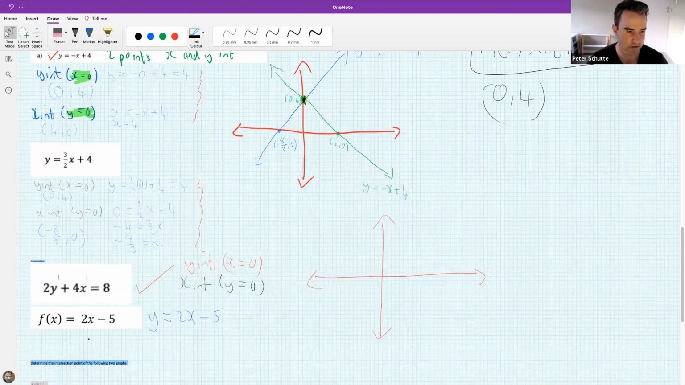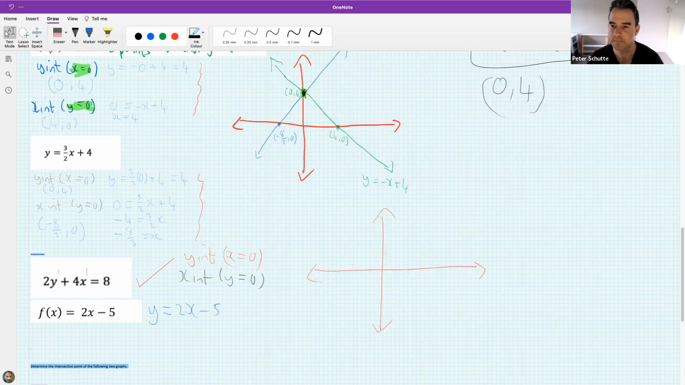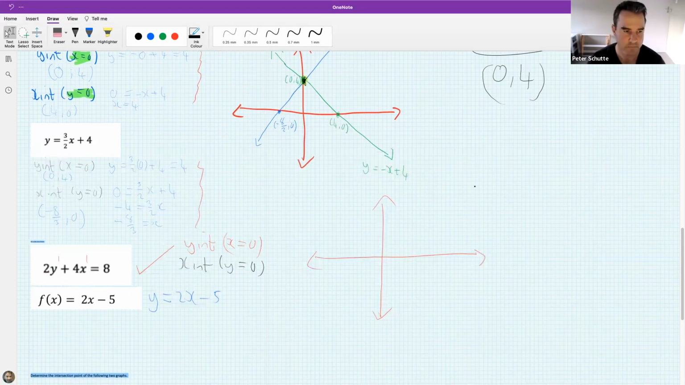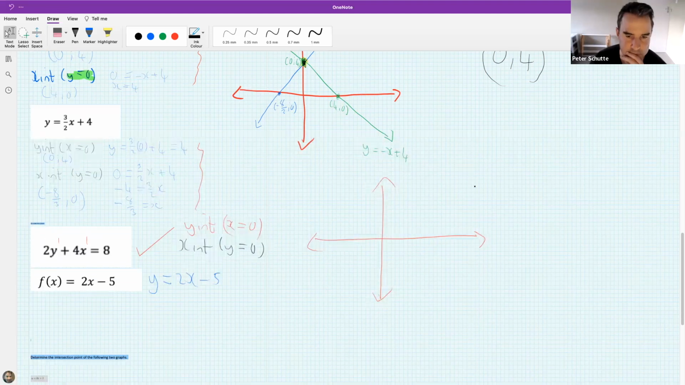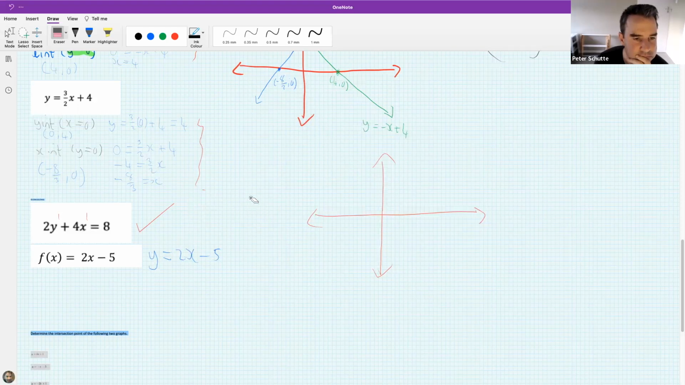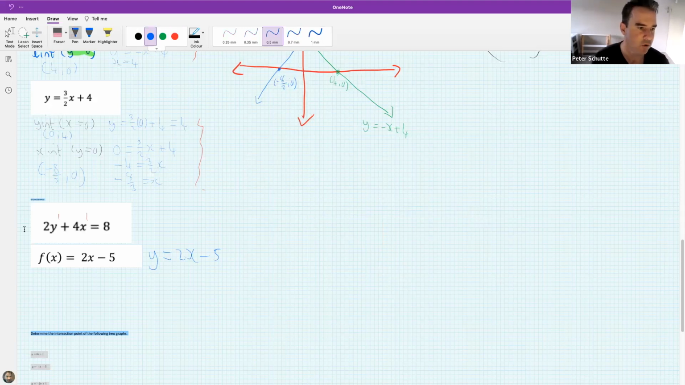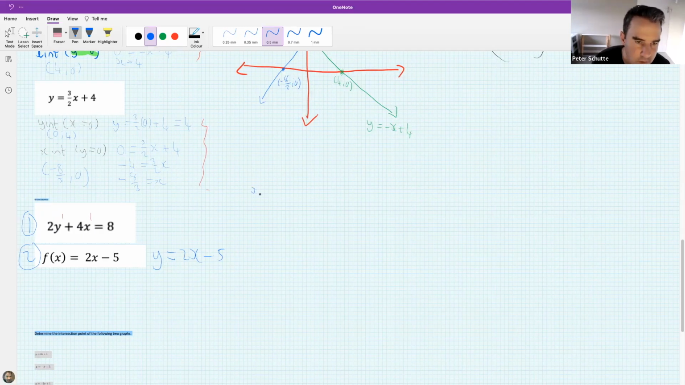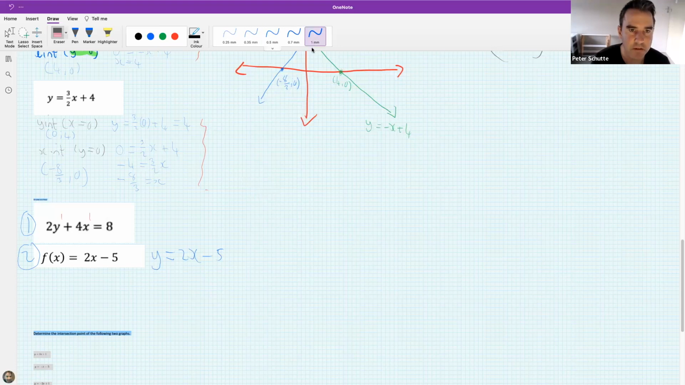Okay, let's draw this second straight line graph. Let me actually move this so there's more space. I'm going to call this equation 1, and I'm going to call this equation number 2, just to make life easier. Let's make this a bit bigger.